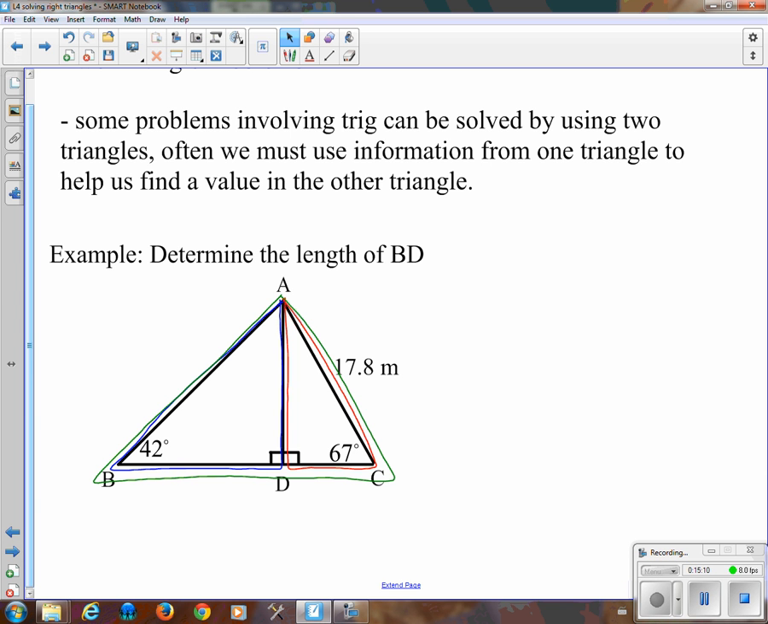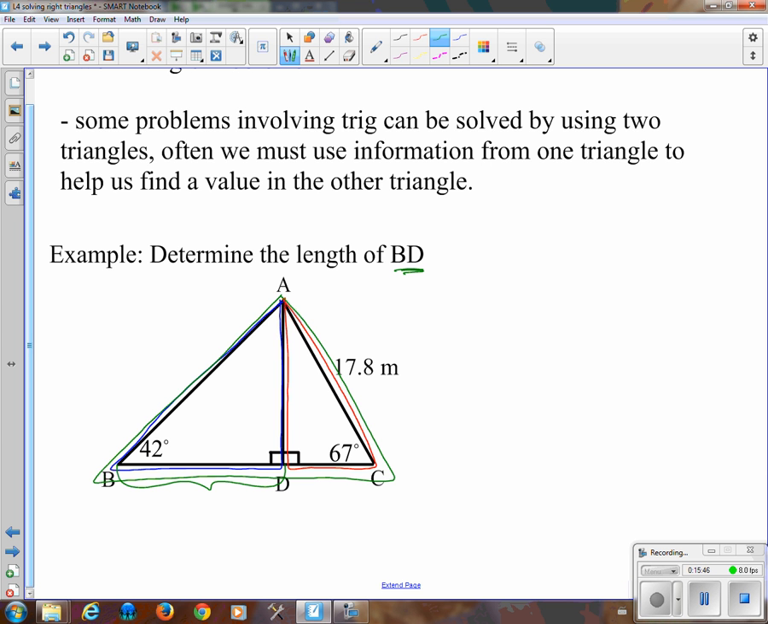So if I want to determine the length of BD, that means I want to know the length from here to here, the base of my small blue triangle. If I want to find the base of my small blue triangle, I need to know some numbers other than one angle. Because we talked about earlier, to use Pythagorean theorem, you need to know the lengths of two sides. To use SOHCAHTOA, you need to know an angle and another side, or you need to know two side lengths. And to find an angle, you need to know two angles.